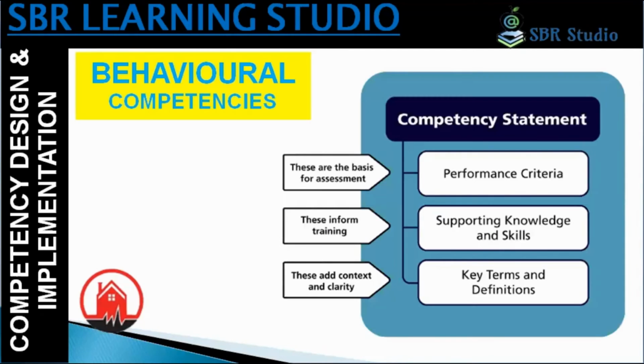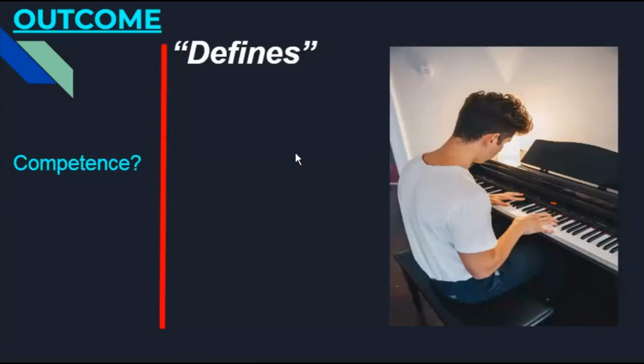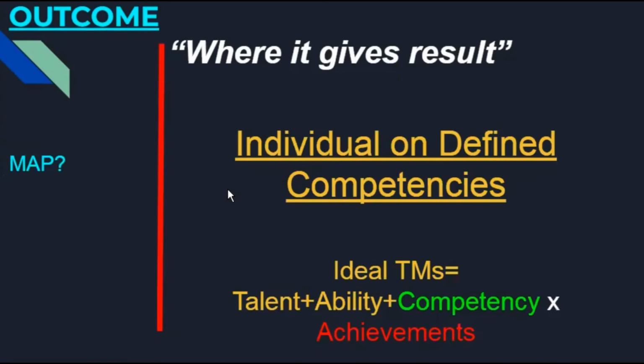So next, what should be in this ideal image? Let me share something with you here. And at the next level, what should it be? Ultimately, when this combination or model works, it gives results in the individual on the defined competencies, where, as I mentioned, the ideal team member's talent and ability with behavior competency achieve higher performance or maximum results in the given role.